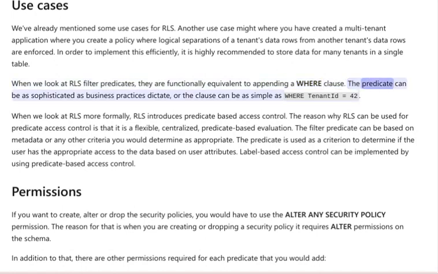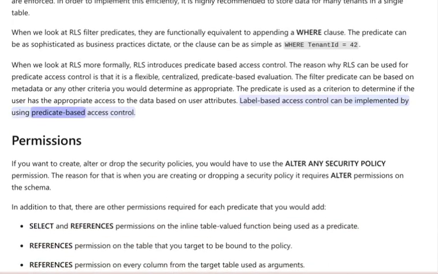The predicate can be as sophisticated as business practices dictate, or the clause can be as simple as where tenant equals 42. When we look at RLS more formally, RLS introduces predicate-based access control. The reason why RLS can be used for predicate access control is that it is a flexible, centralized, predicate-based evaluation. The filter predicate can be based on metadata or any other criteria you would determine as appropriate. The predicate is used as a criterion to determine if the user has the appropriate access to the data based on user attributes. Label-based access control can be implemented by using predicate-based access control.